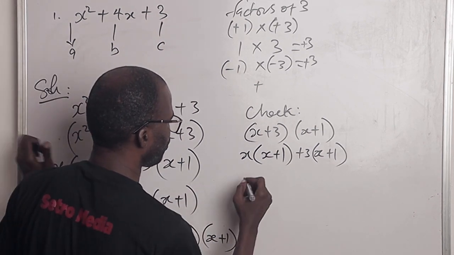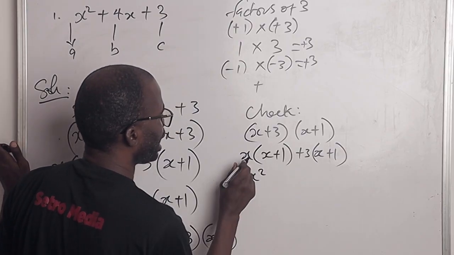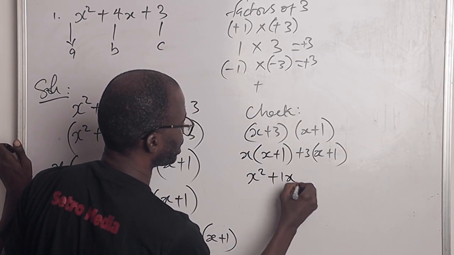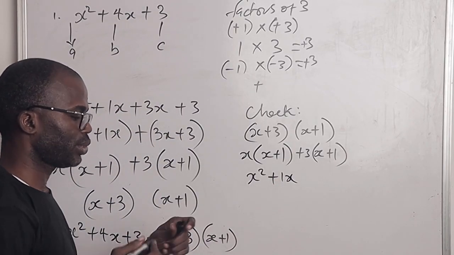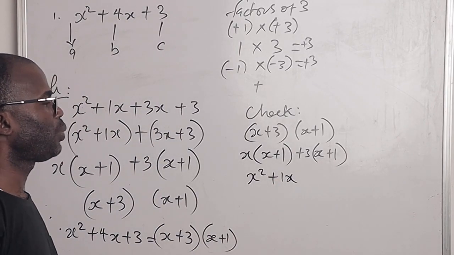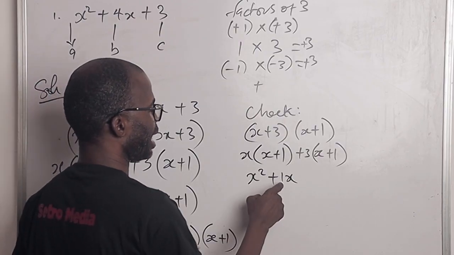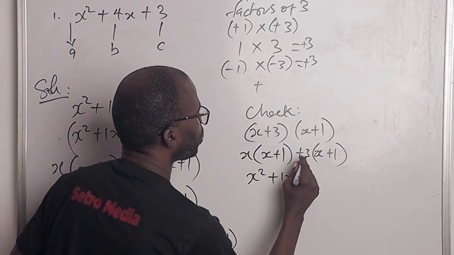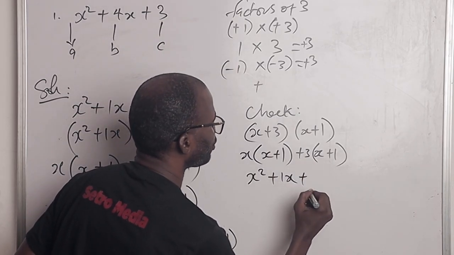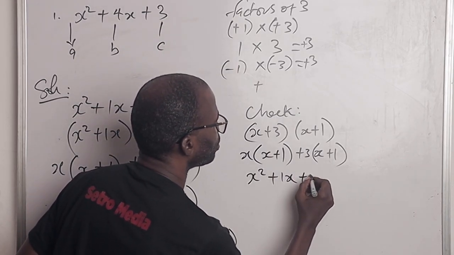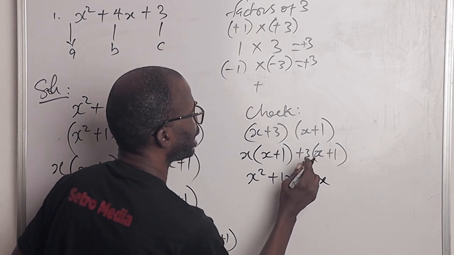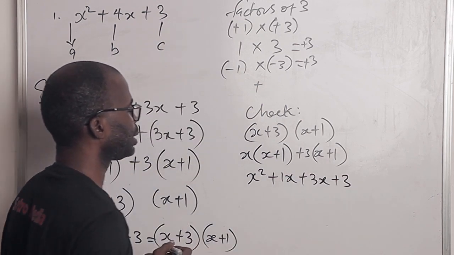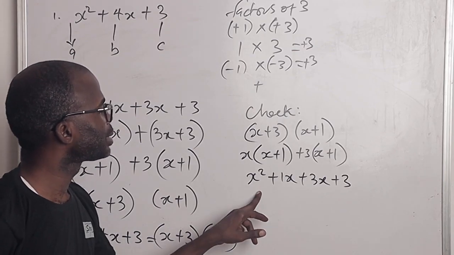x times x will give us x squared. x times 1 will give us plus 1x. I'm not supposed to write that 1x, I'm just using this to help those that are new or growing in mathematics. 1x is the same thing as x. So plus 3 times x, what do you have? 3x. Then plus 3 times plus 1 will give you what? Plus 3.